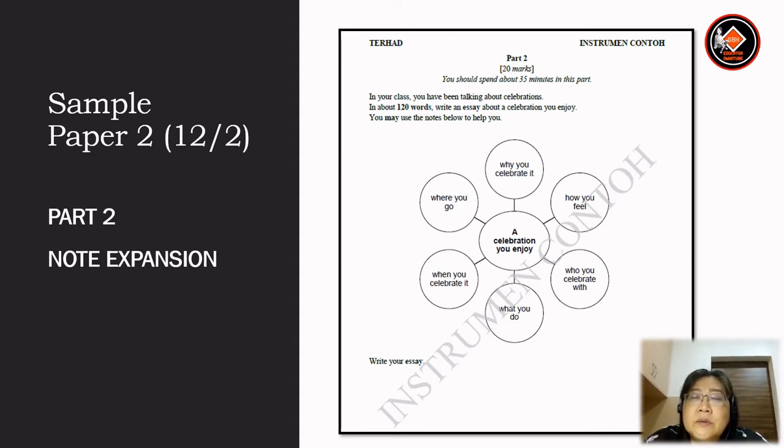So this is an example. Let's look at the question. So part 2, 20 marks. You should spend about 35 minutes in the part. In your class, you have been talking about celebrations. In about 120 words, write an essay about a celebration you enjoy. You may use the notes below to help you.